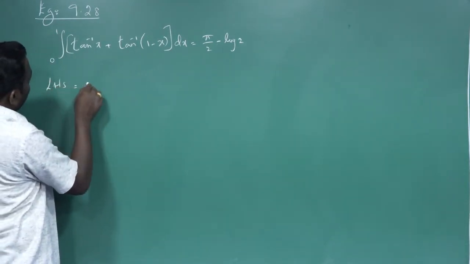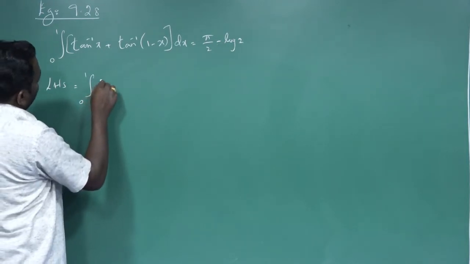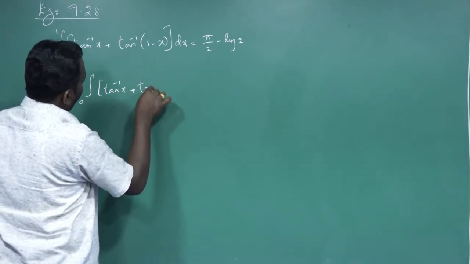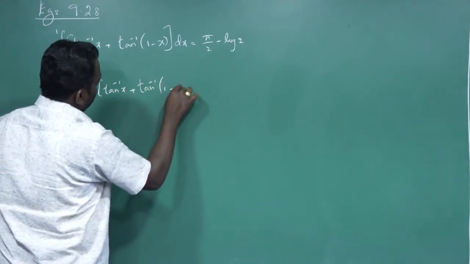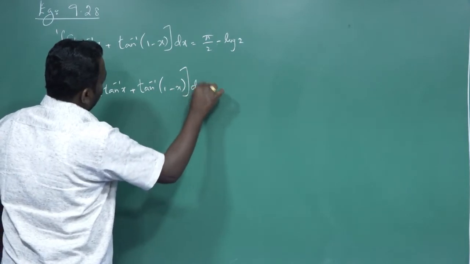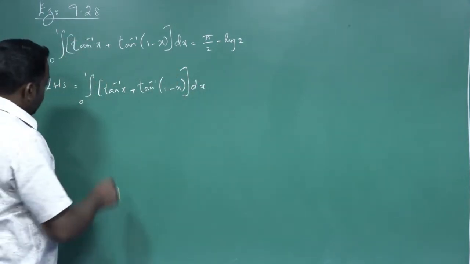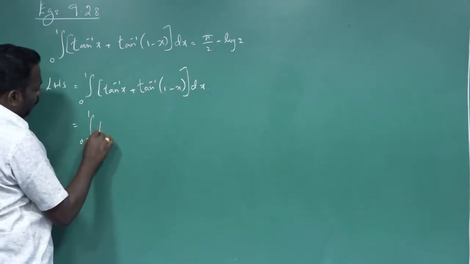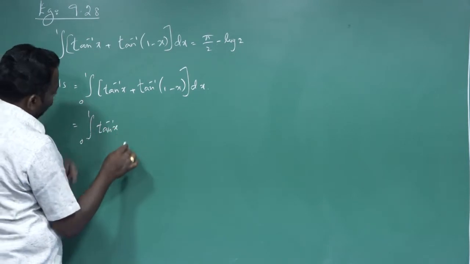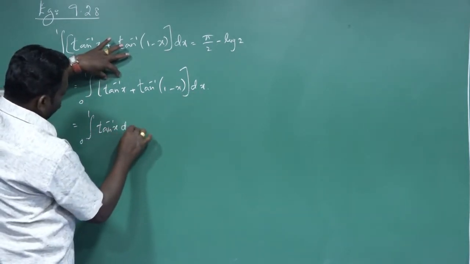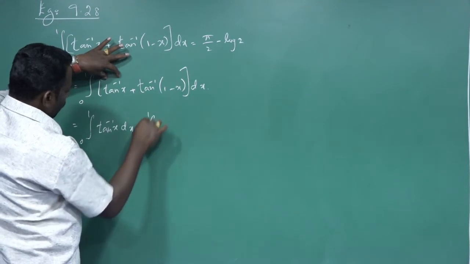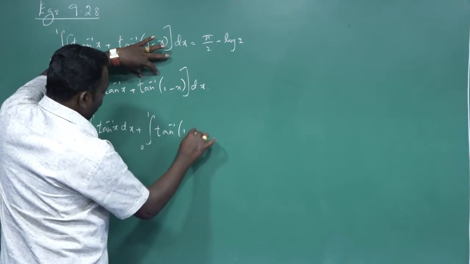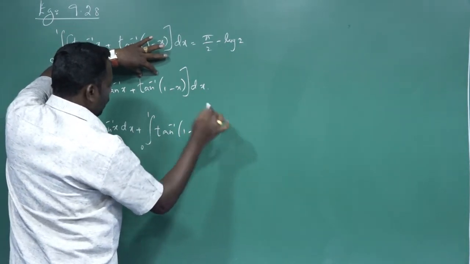The left hand side is equal to the integral from 0 to 1 of, within the bracket, tan inverse of x plus tan inverse of (1 minus x), into dx. Now multiply the integration inside the bracket, that is equal to the integral from 0 to 1 of tan inverse of x dx plus the integral from 0 to 1 of tan inverse of (1 minus x) dx.